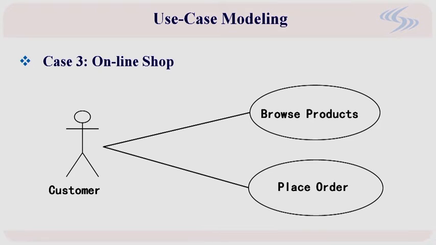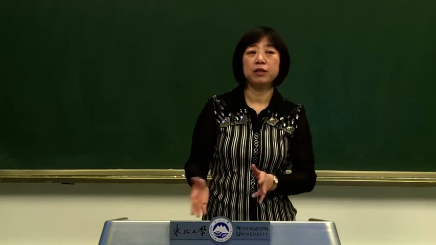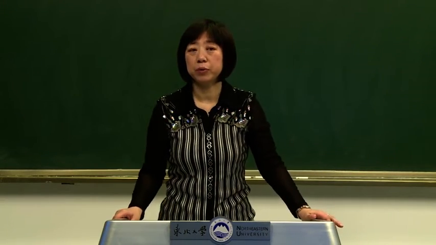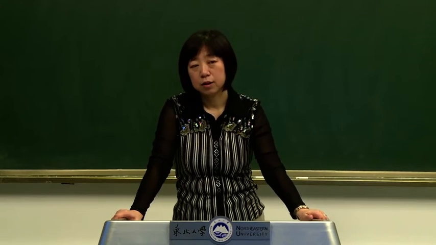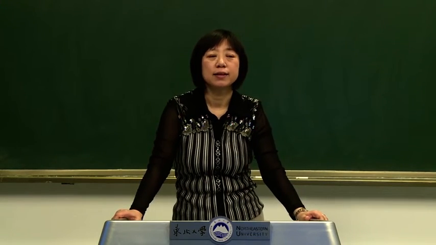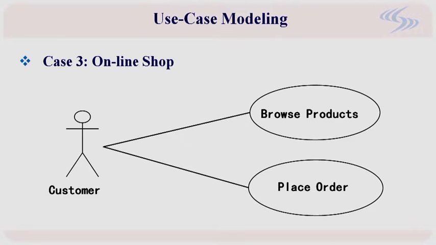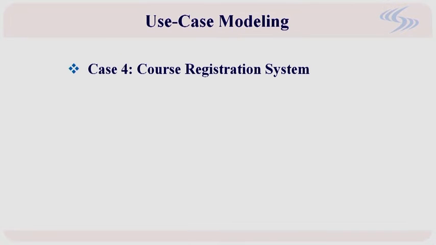So from this diagram, everyone will understand that the customer will interact with the online shop system in this way. The customer will want to browse products, and the system should also allow the customer to place orders. This is for case 3, online shop. It's also quite easy. Case 4, course registration system in a university.